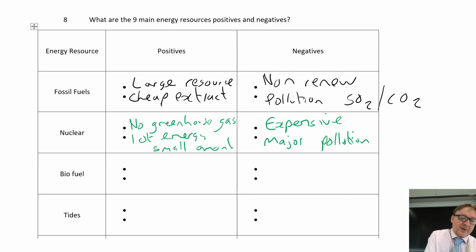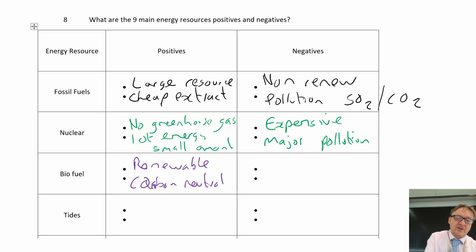Biofuel, right? So what biofuel is, it's where you grow a plant and then you can use it as a fuel. It is renewable because what you can do is you can keep on growing it all the time, and it's also carbon neutral, which means you grow it and then you burn it, and when you're growing it, you're taking carbon dioxide in. When you burn it, you're giving carbon dioxide out. So it's basically carbon neutral.